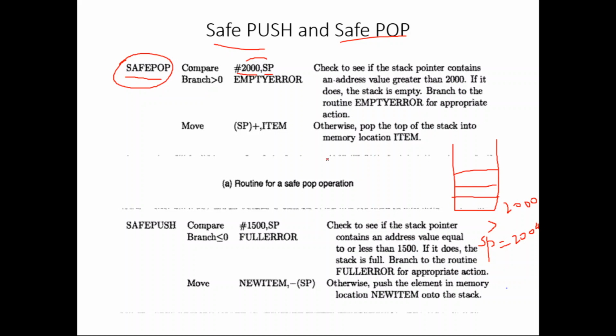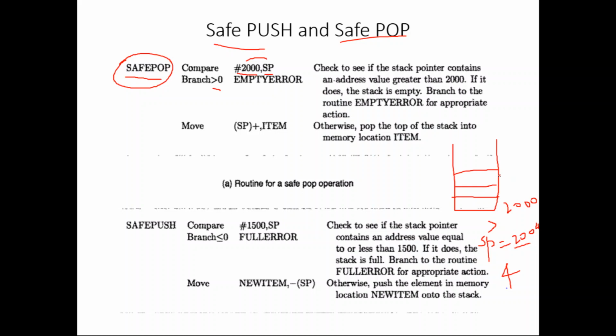For example, if SP is 2004 and you are comparing with 2000, 2004 minus 2000 is 4, right? So if, after subtracting, the result is greater than 0, it means that the stack is empty. Are you getting it? Otherwise the result will not be greater than 0.